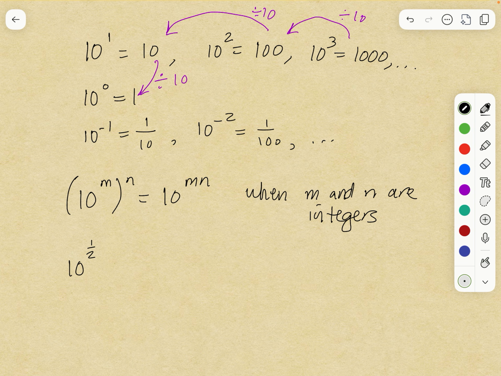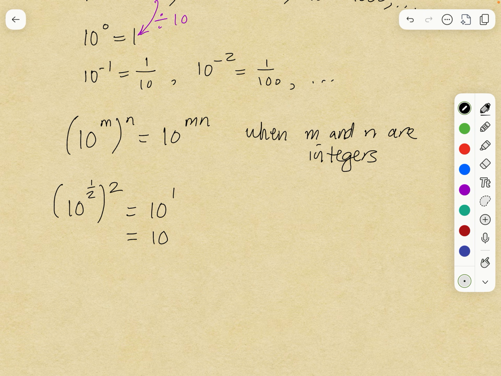Well, we would like this property of exponents to apply even when the exponents are fractions. So if it were to apply, then what do you get when you square 10 to the 1/2 power? Well, 1/2 times 2 is 1. So you would get 10 to the first power, and 10 to the first power is 10. So in order for this statement to be true, what needs to happen to this number? When you square it, you have to get 10, right? So if you look at this equation, it says that 10 to the 1/2 power, when you square it, you get 10.